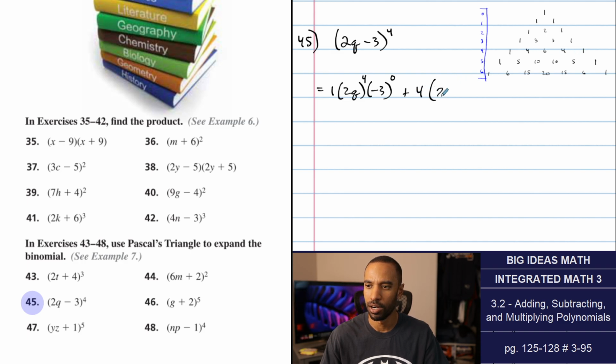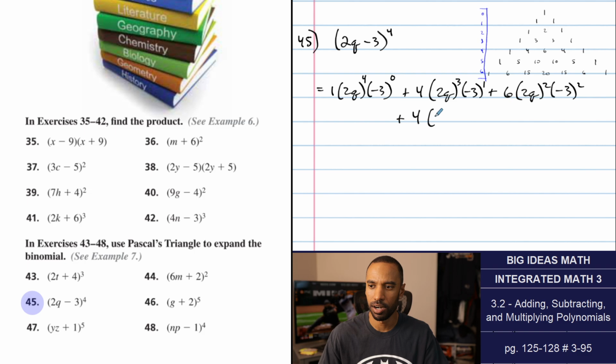So 4, 2q is cubed, negative 3 is to the 1st. Plus 6, 2q is to the 2nd, and negative 3 is to the 2nd. Plus 4, 2q is to the 1st, negative 3 is to the 3rd, and plus 1, 2q is to the 0, negative 3 is to the 4th.